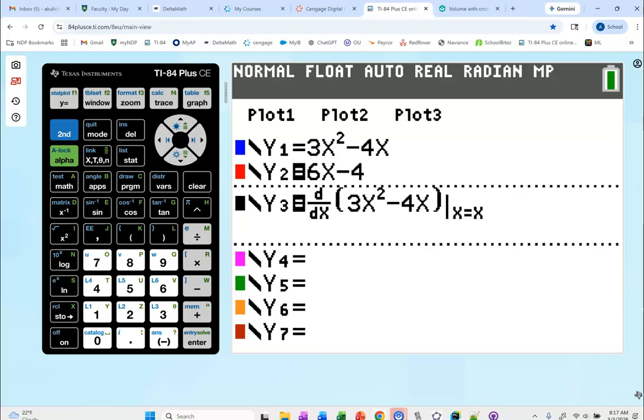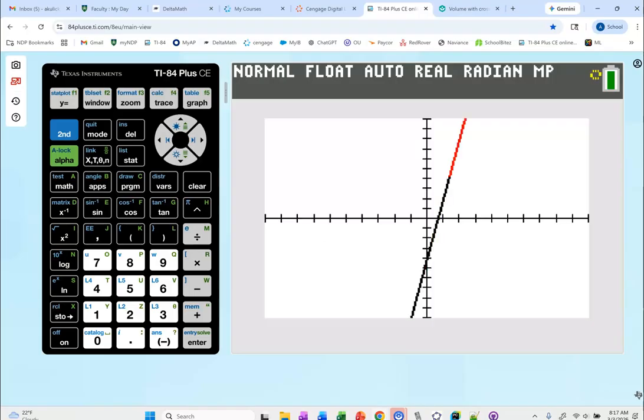And now if I hit graph, there's the red line, that was my answer, and then the black line that came over top of it, the calculator's answer. You should notice they are the exact same line, which should tell me that I did the problem right. You can use this as a check for any time you have to take the derivative of a function.